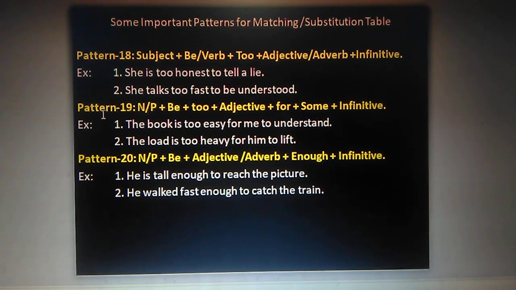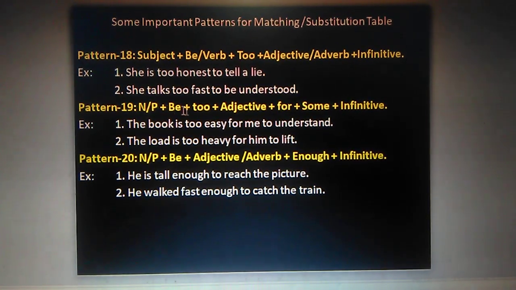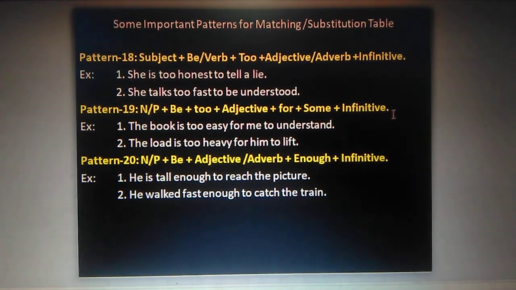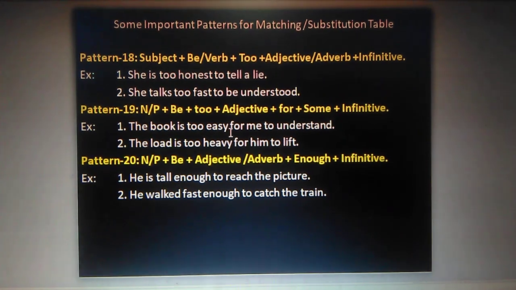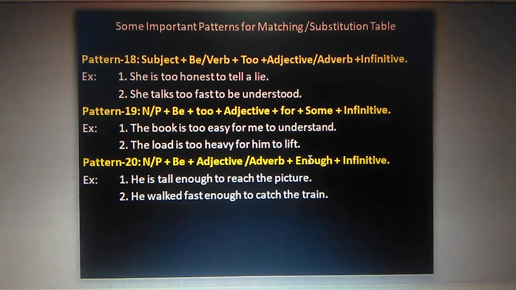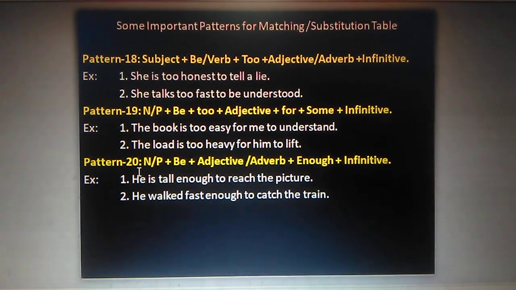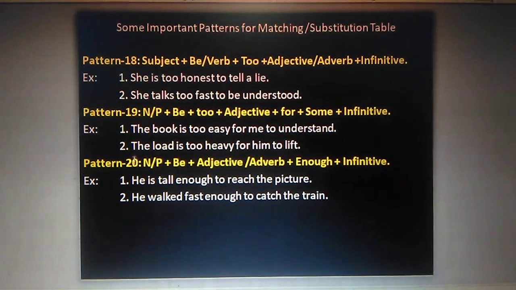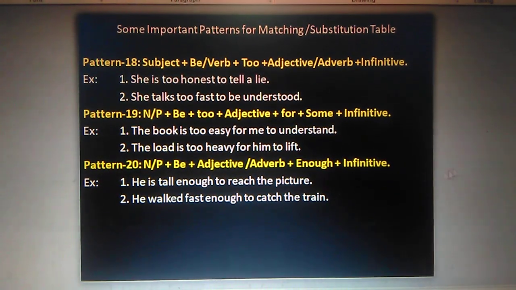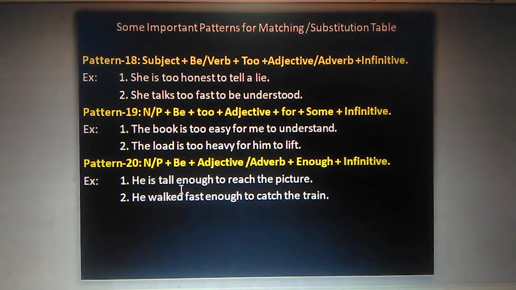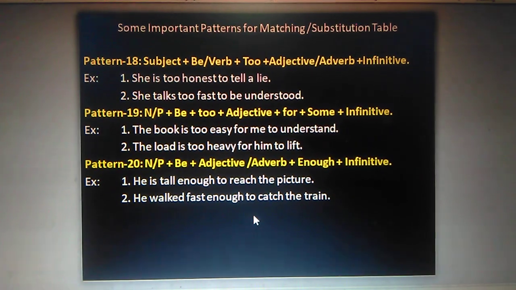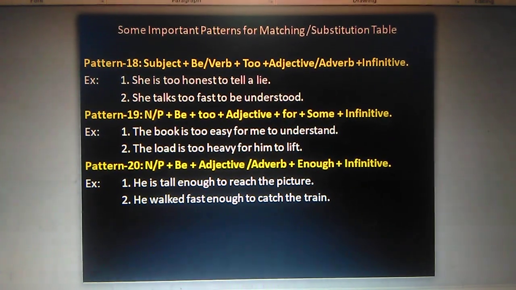Then come here for the pattern 19. NP means noun or pronoun, then be, too, adjective, for some plus infinitive. The book is too easy for me to understand. The load is too heavy for him to lift. Now go for the last pattern, pattern 20. This is also NP, noun or pronoun, then the be verb, then adjective or adverb, then enough plus infinitive. He is tall enough to reach the picture. He walked fast enough to catch the train.